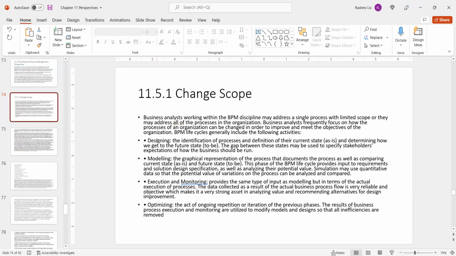Four is optimizing, the act of ongoing repetition or iteration of the previous phases. The results of business process execution and monitoring are utilized to modify models and design so that all inefficiencies are removed.